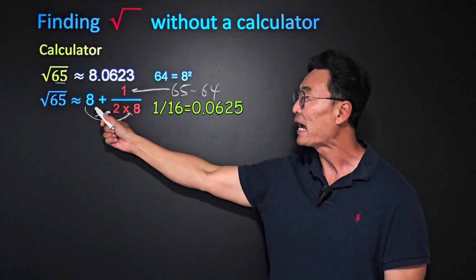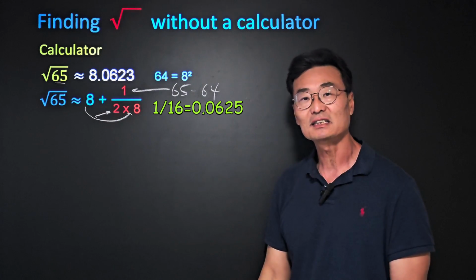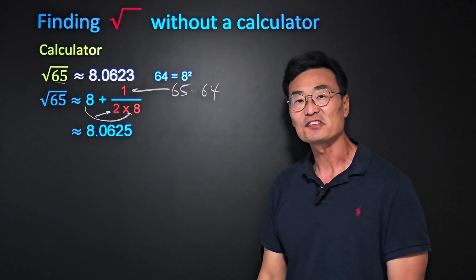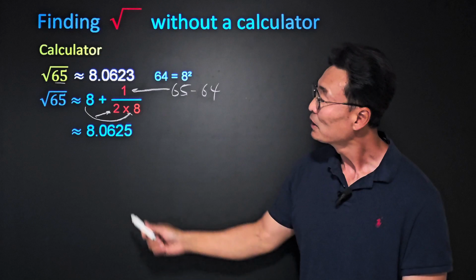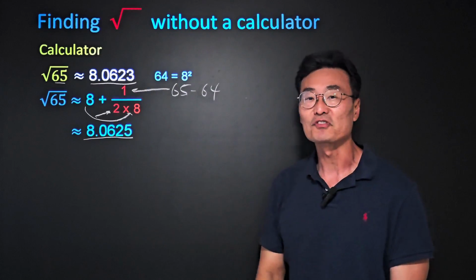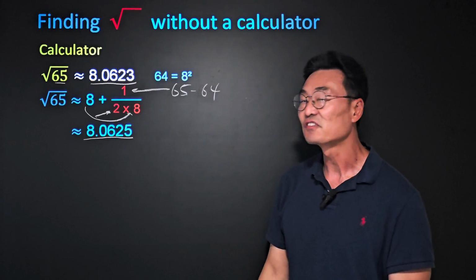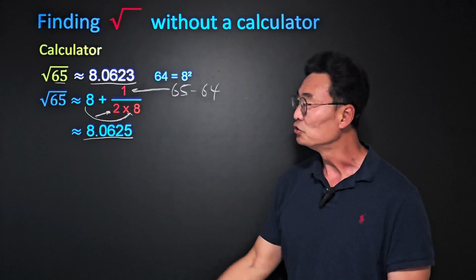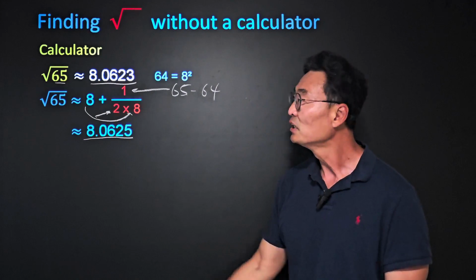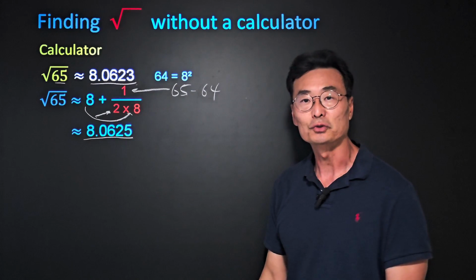If you go ahead and add 8 plus 1 over 16 and change it into a decimal, we get 8.0625. Notice, 8.0625 compared to 8.0623, the difference is not that big, meaning using this method, we're still able to get a number that's pretty close to the actual square root.